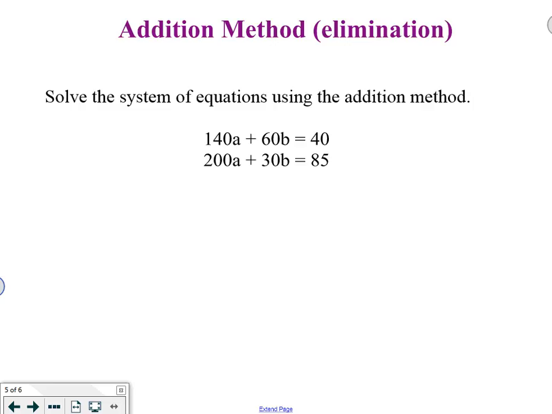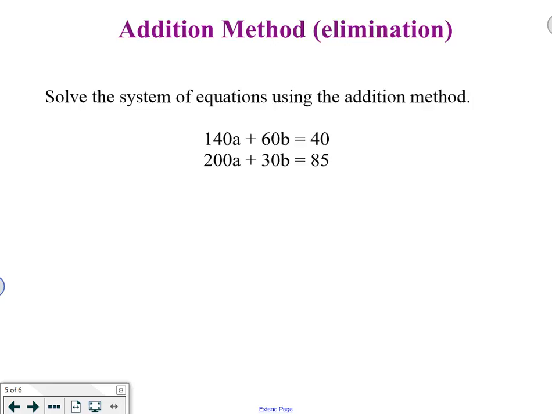The third and final method of solving a system that we will talk about is called the addition method, also known as the elimination method. It's called the addition method because we're going to add the equations together. It's also called the elimination method because we are going to eliminate one of the variables. Right? The name tells you exactly what to do.